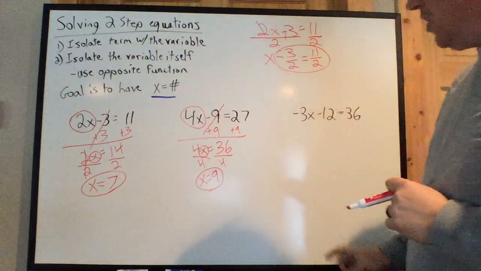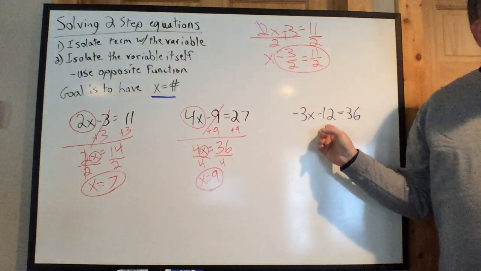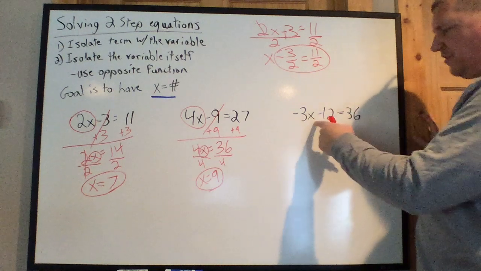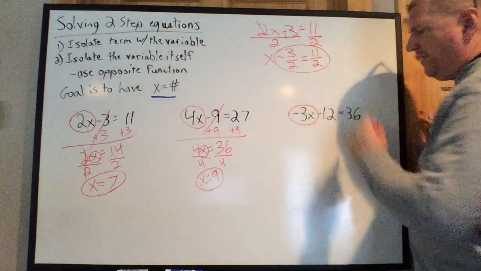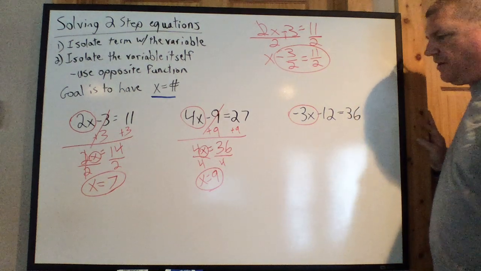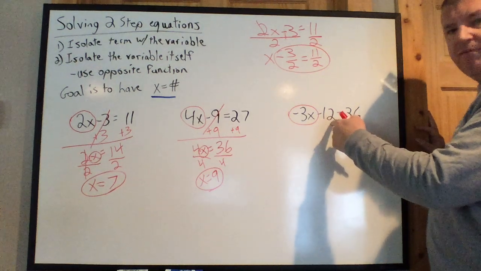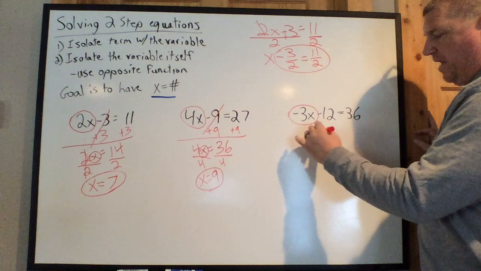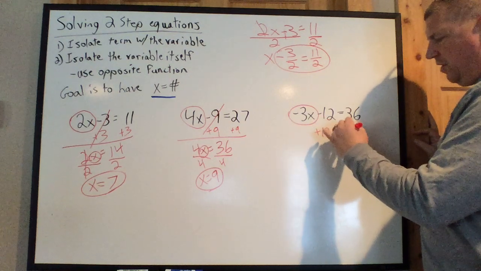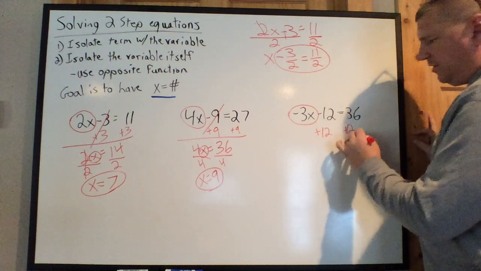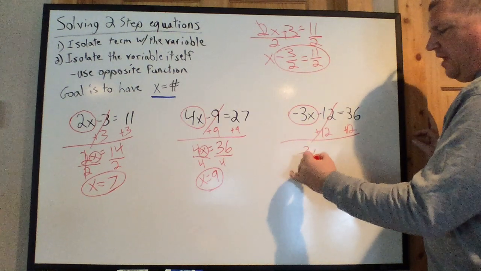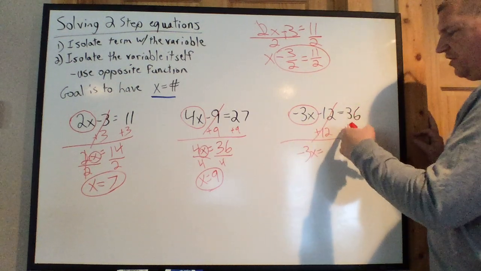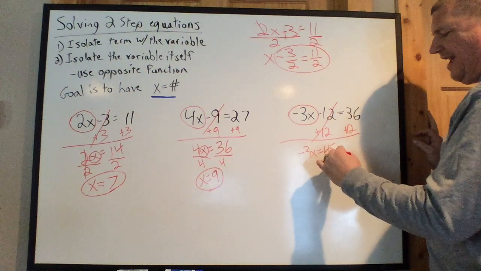So now we look at our last example. Negative 3x minus 12 equals 36. Again, the protective force field around the x, the term with the variable in it. We have a minus 12. We undo that by going positive, plus 12. Plus 12 on both sides. Those cancel. The 12's cancel. Negative 3x equals 36 plus 12, which is 48.